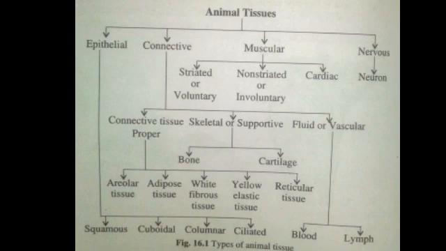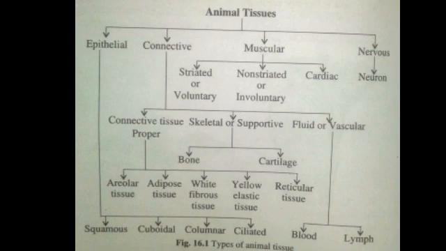Okay. The second one is the skeletal or supportive connective tissue, which is bone and cartilage. We all know about that. And the third connective tissue is the fluid or vascular one, in which blood and lymph come. So we know that blood is a connective tissue and lymph is also a connective tissue. These are the fluid connective tissues.